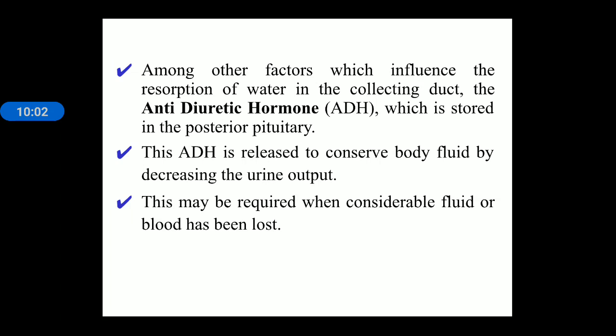You can see in the first point, ADH hormone is responsible for the reabsorption of water in collecting duct, and ADH hormone is stored in posterior pituitary. This ADH is released to conserve body fluid by decreasing the urine output. Last point, this may be required when considerable fluid or blood has been lost. So the function of ADH is reabsorption of water in collecting duct, and ADH is stored in posterior pituitary, and mainly ADH is released when we have to conserve the body fluid.